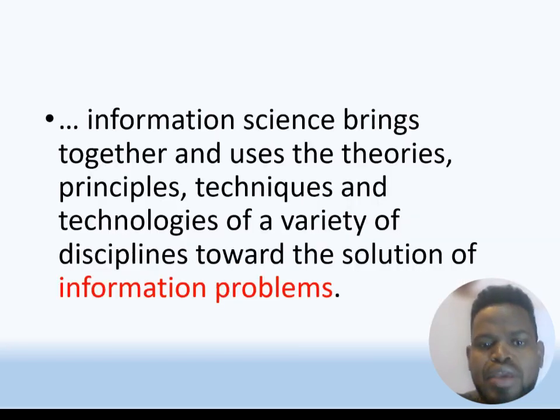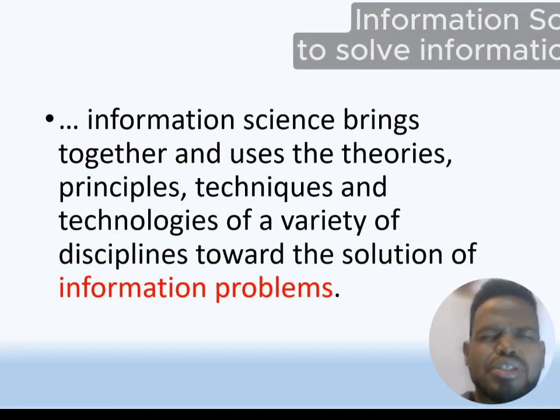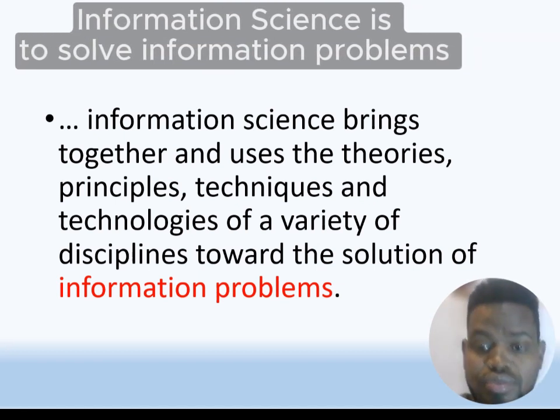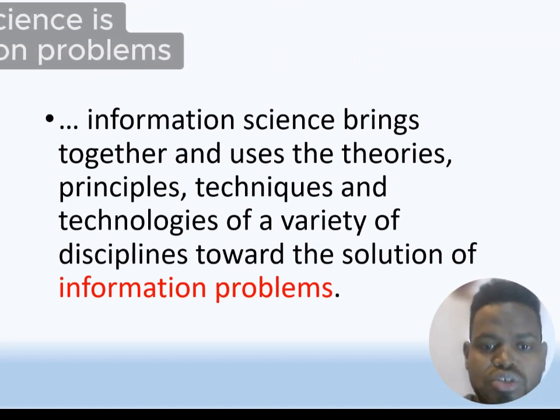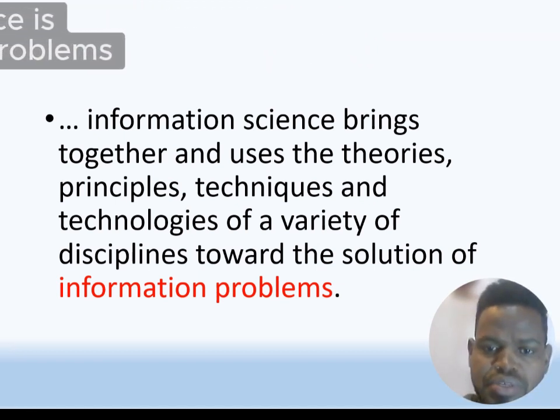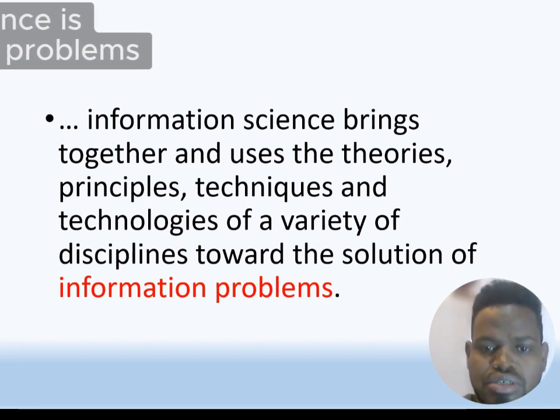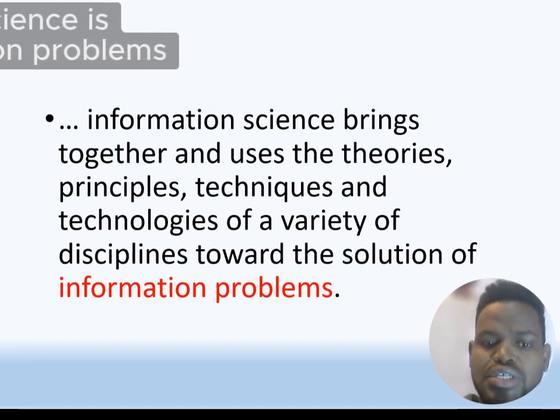The other thing is that information science brings together and uses theories. That means it touches different theories like Shannon theory, social theory, interpretive theory. All these theories are considered under information science. We will talk about these issues in chapter 3 or chapter 4 of Introduction to Information Science. Together it uses the theories, principles, techniques, and technologies of a variety of disciplines toward the solution of information problems.